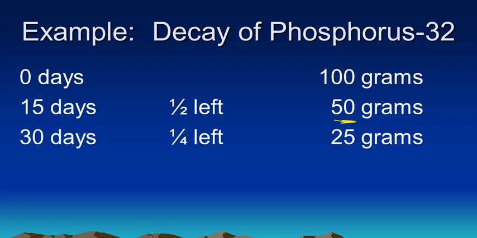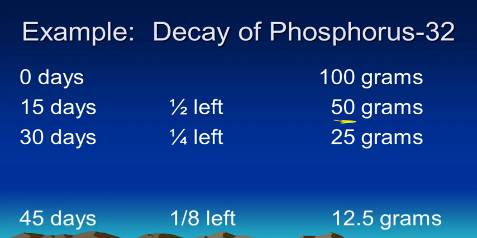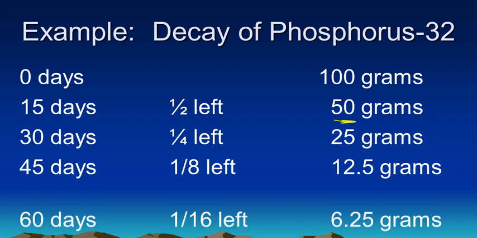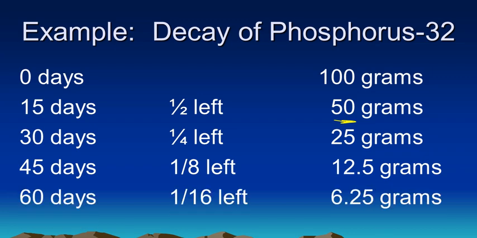Now, if we let another 15 days pass, we'll have half of the 25. So we'll have 12.5 grams. So that's 1/8 of the original amount. And this can go on and on. If we have another 15 days, then half of 12.5 will be left. So that's 6.25 grams, which is 1/16 of the original amount. And we can basically keep doing this for a very, very long time.